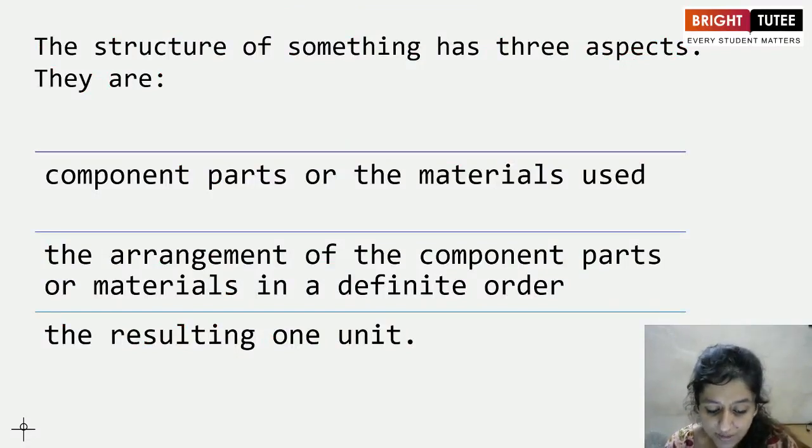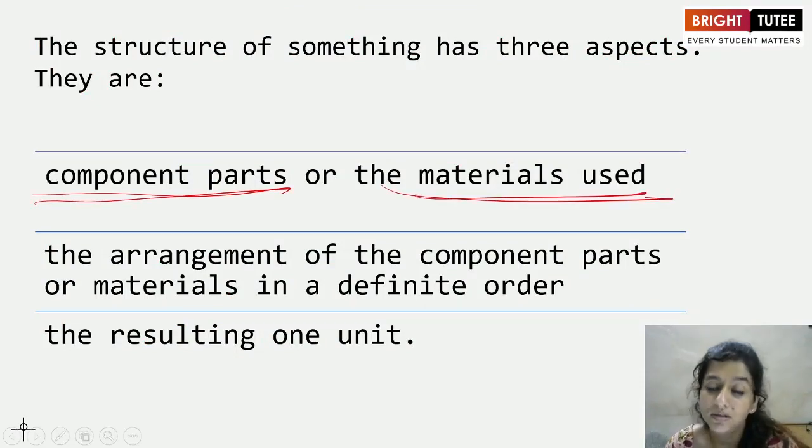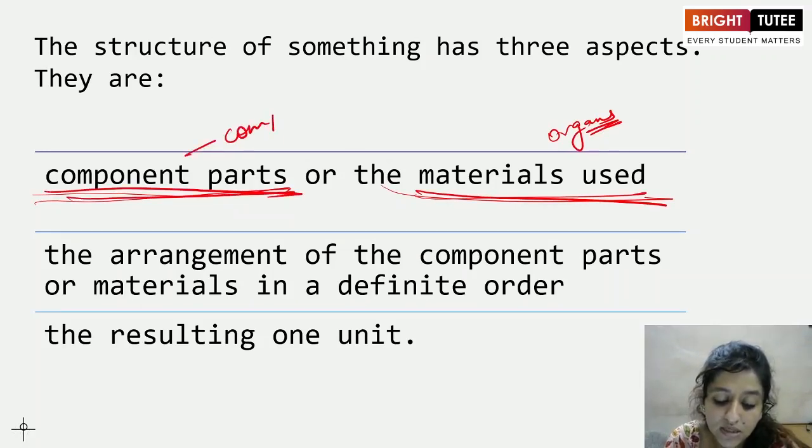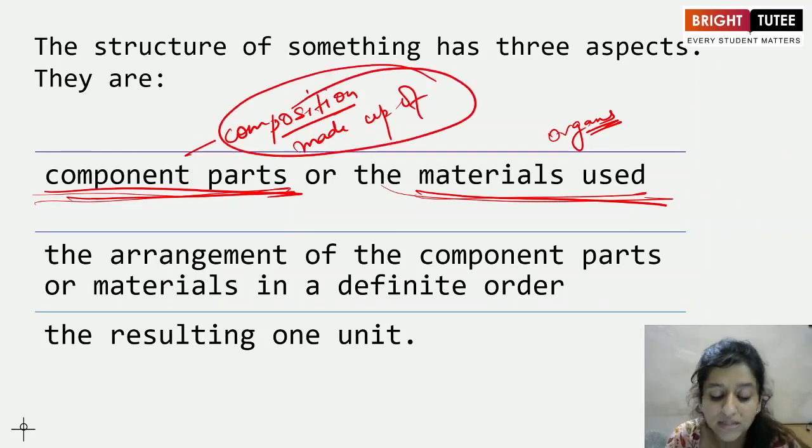Now, what are these aspects? The first one is the component parts or the material that is being used, taking the example of your body organs. So it is the material used or the component parts. What is it the composition of? Rather, what is it made up of? That is what makes the components of one particular structure. So the first and foremost requirement is the component parts and the materials used.